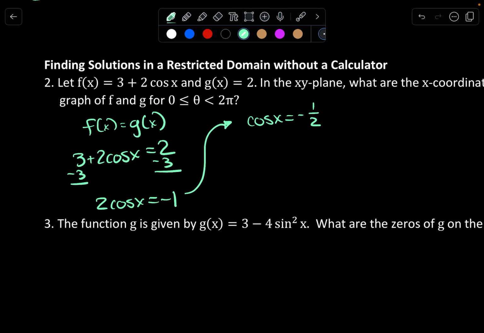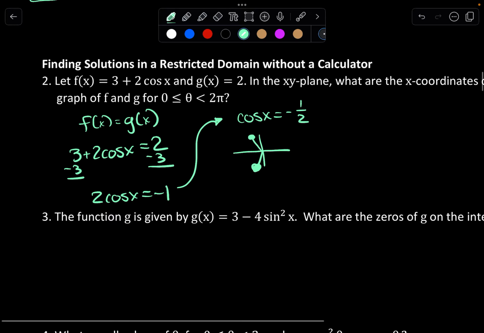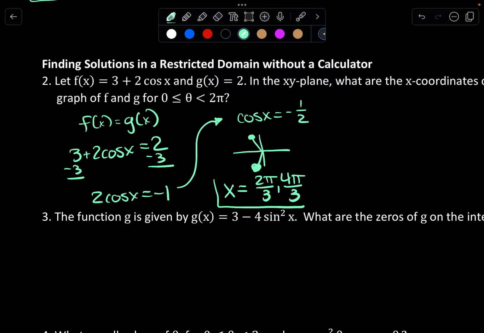Now it's non-calculator, so it's going to have to be a standard angle on the unit circle. So cosine is negative in quadrants 2 and 3, and it's 1/2, so it's going to be relatively close to the y-axis. And the two angles for this are going to be x equals 2 pi over 3 and 4 pi over 3. Pretty standard.